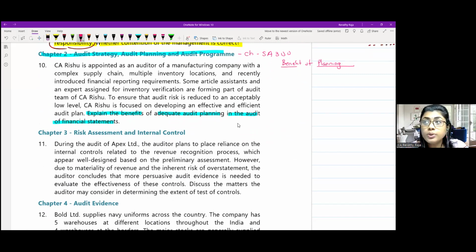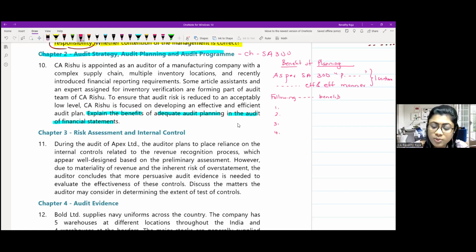Now, how will you write? As per essay 300, one sentence, planning an audit of FS. Auditor shall plan the audit to conduct the audit in an effective and efficient manner. Here, just one sentence is enough. Don't elaborate. Just one sentence as the intro. Now, directly come to what they have asked. Following are the benefits of planning.